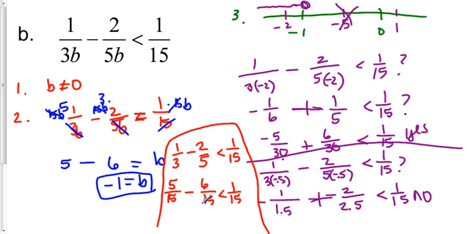And now I've got common denominators of 15. So I actually get negative 1/15. Is it less than positive 1/15? No, so I know that these solutions are out, and my answers are just the numbers less than 1.